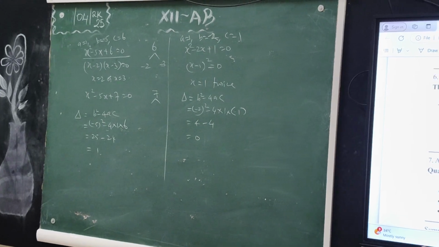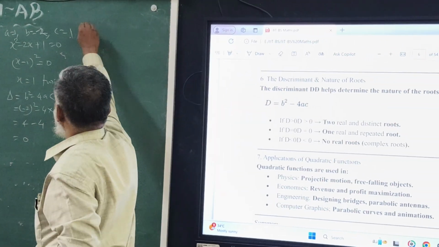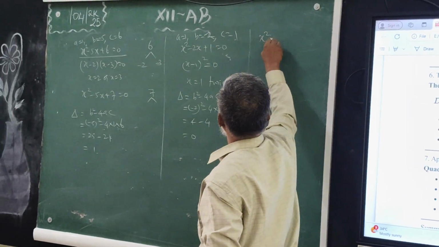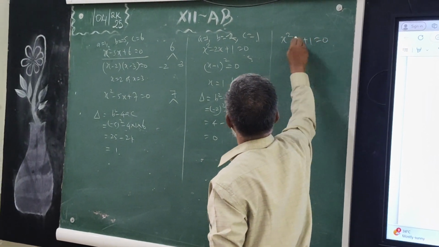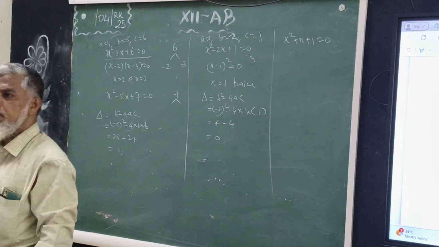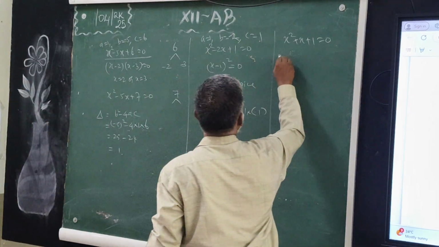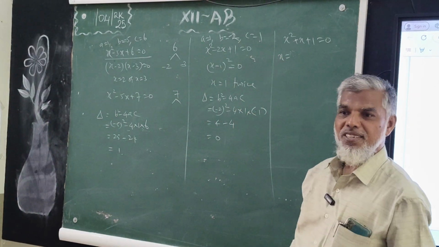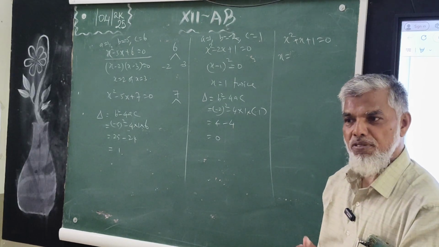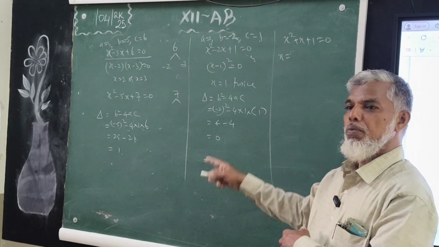And less than 0, na? x square plus x plus 1 equal to 0. What is x? We cannot factorize. We only have to use the formula or completing the square. So I am using the formula.